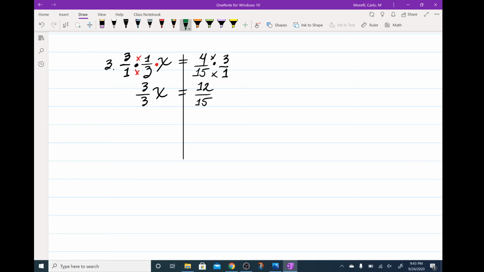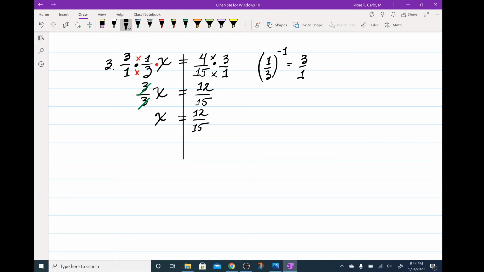Well, look over here. The 3's cancel down to 1, leaving x by itself. And that's why we multiply by this thing called the reciprocal. Okay? We say that the reciprocal of 1/3, which we write as 1/3 raised to the negative 1 power, is 3 over 1. Okay? So now x equals 12 over 15.